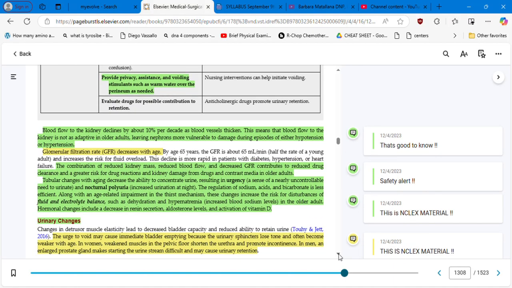Blood flow to the kidney declines by about 10% per decade as blood vessels thicken. This means that blood flow to the kidneys is not as adaptive in older adults, leaving nephrons more vulnerable to damage during episodes of either hypotension or hypertension. Now, GFR, glomerular filtration rate, decreases with age. That's one of the facts listed in the changes related to aging.